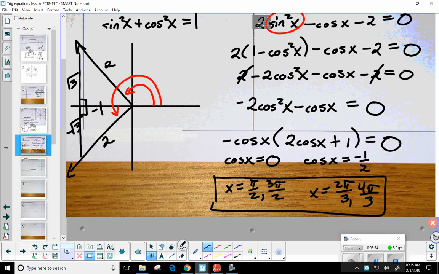Negative square root of 3. Okay. So what type of triangle is this? It's got to be a 30-60. The only question, Erica, this reference angle that I need, is that the 30 or the 60? That would be 60 because it's across from the longer leg. 30 has to be across from the shorter leg. So this one would be 60 as well.